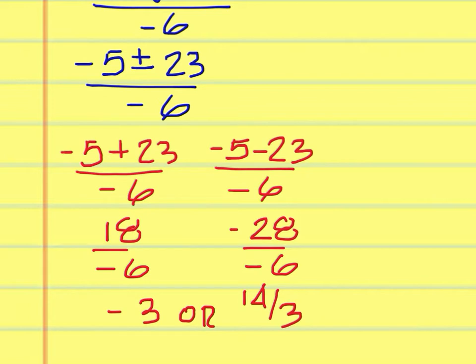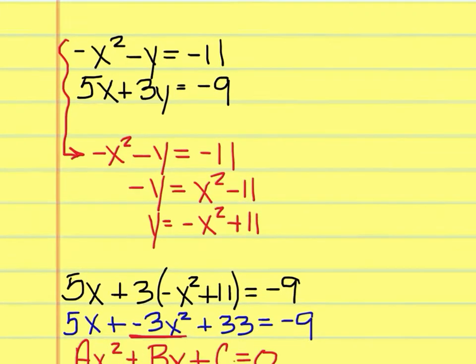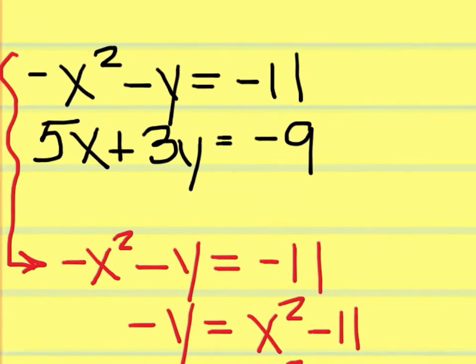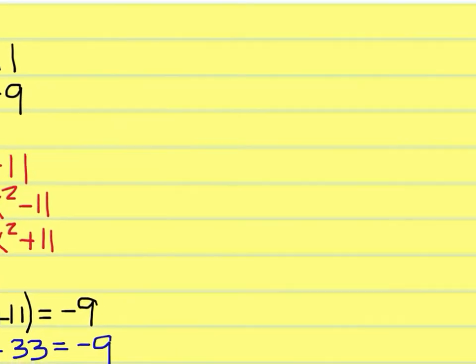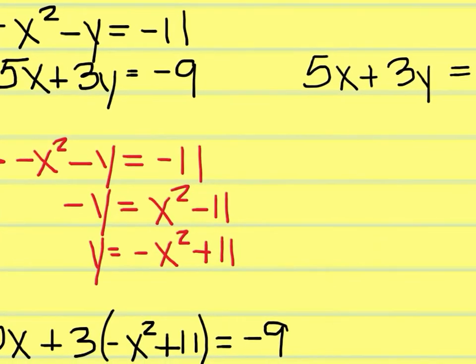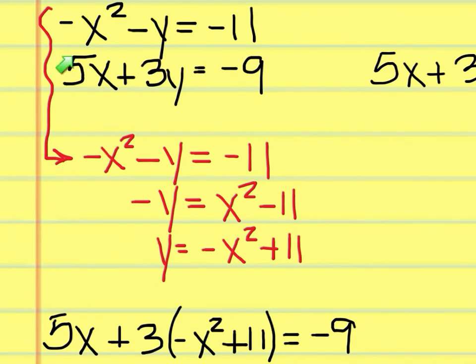Those values have to be taken with you back to the top of the problem, so you can plug them into one of the equations for x, and therefore you can solve for y. So back to the top, you have these two equations to choose from. I'm going to choose the bottom one, 5x plus 3y equals -9. That came from this position here, the second equation.